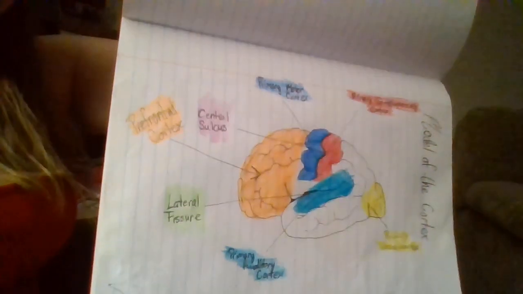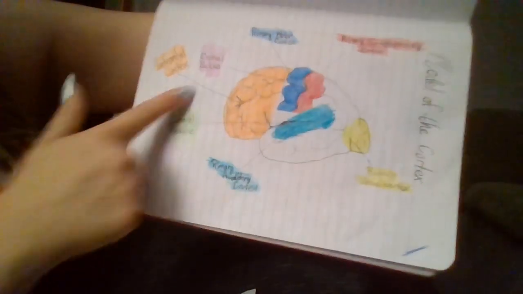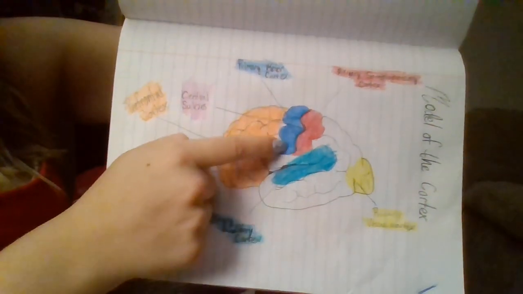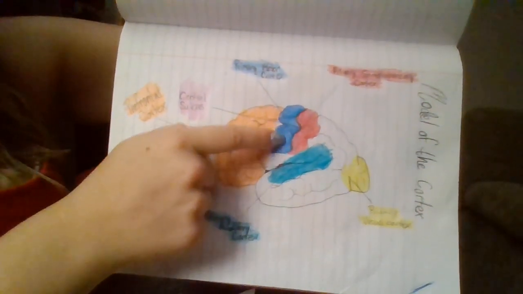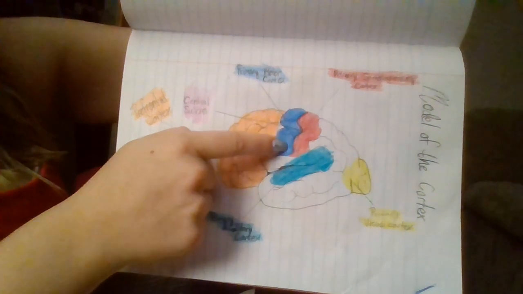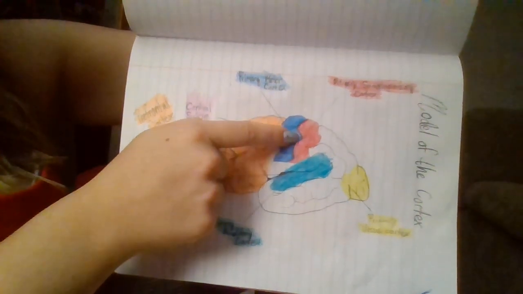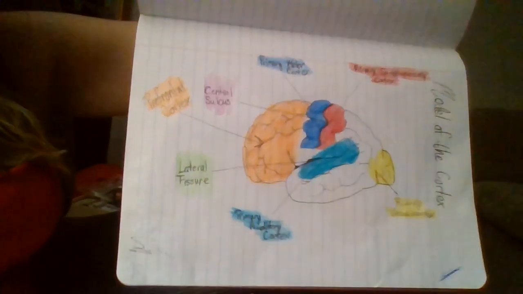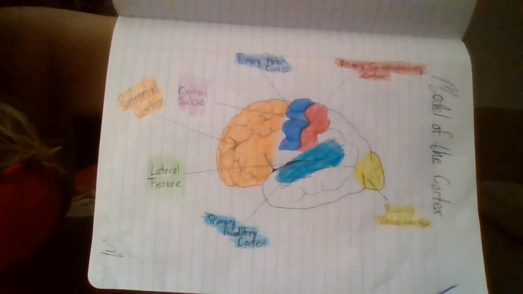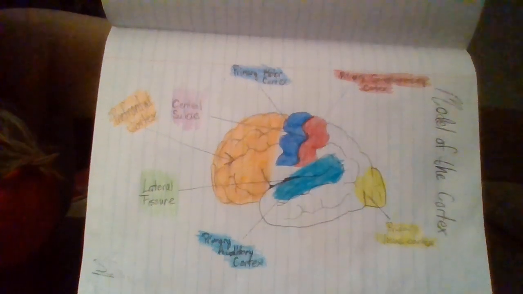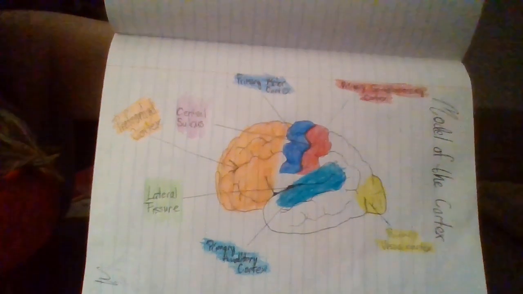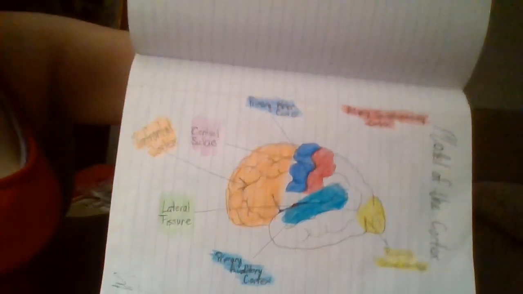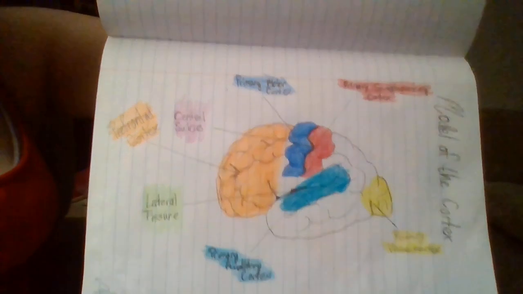Next, we have the central sulcus, which is like this, another little line in between the primary motor cortex and the primary somatosensory cortex, like this little line right here. The central sulcus is a prominent groove of the brain's lateral surface. This groove separates the frontal and parietal lobes, and it plays a key role in defining the primary motor cortex.